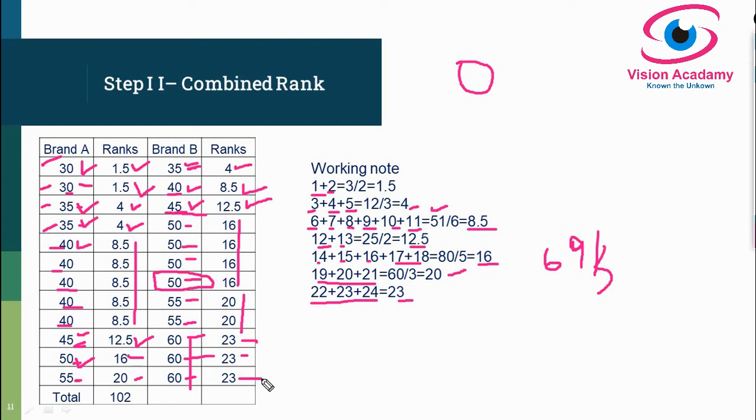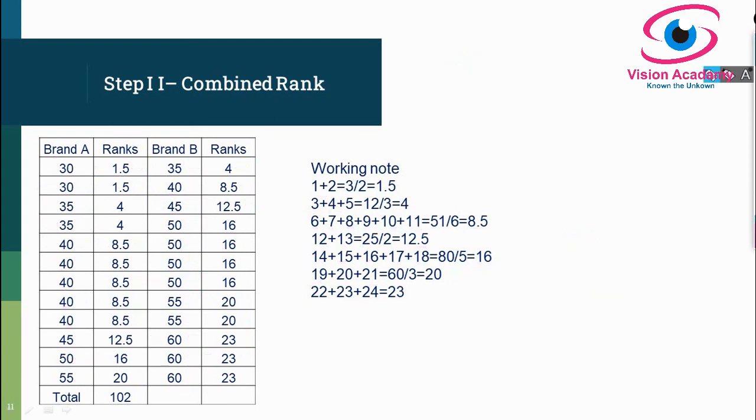So far, by using the combination, we have given ranks for both brand A and brand B. For the combination, we have considered both ranks. That is why we are calling this the combined rank. After the combined rank, we go for the total of any one rank. Since we are dealing with equal sample sizes, we can consider any one of the totals. So I will consider the brand A rank total. After adding all these ranks in brand A, the total value is 102. So I will consider that 102 for the calculation.